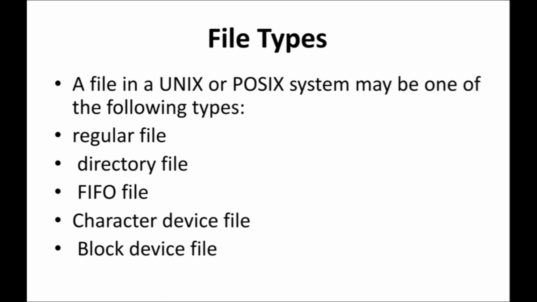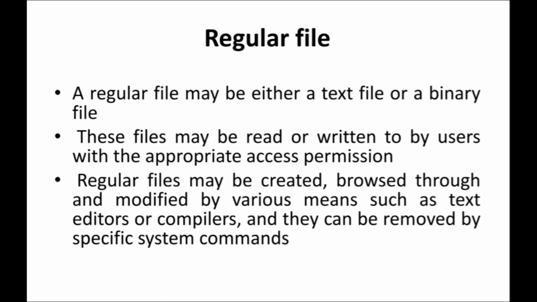Now first I will discuss the regular file. So what is a regular file? A regular file may be either a text file or a binary file. Binary file means it contains zeros and ones. Text file means it will contain the characters. So these regular files may be read or written to by users with appropriate access permission. This file can be used by the user to write the contents to the file or to read the contents from the file.